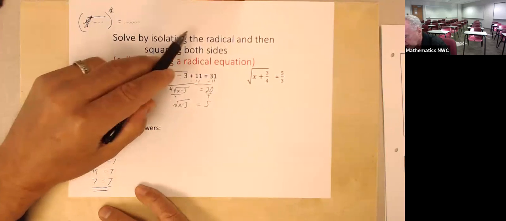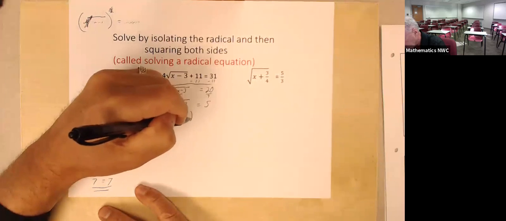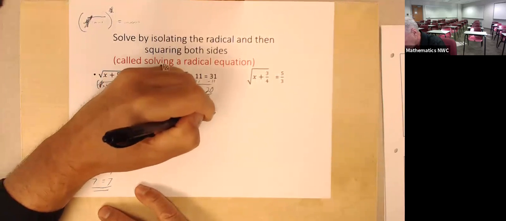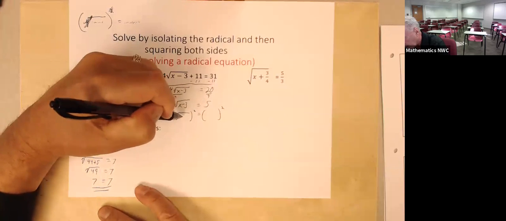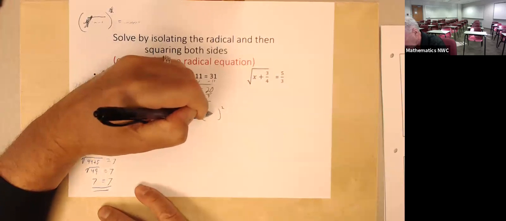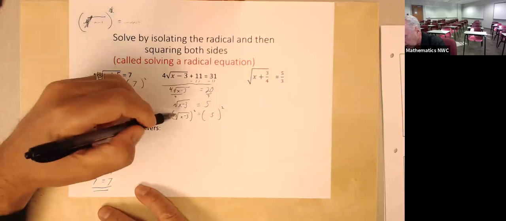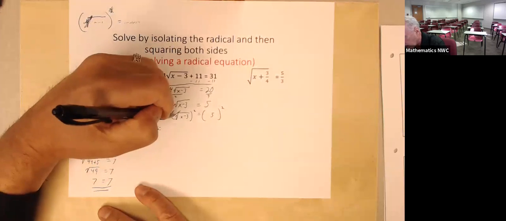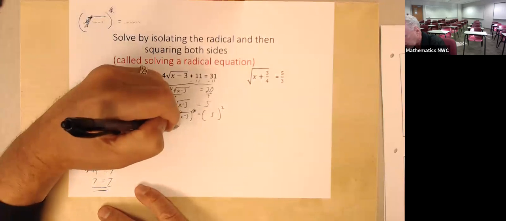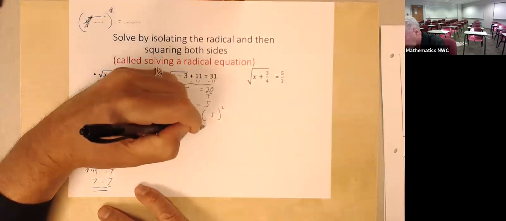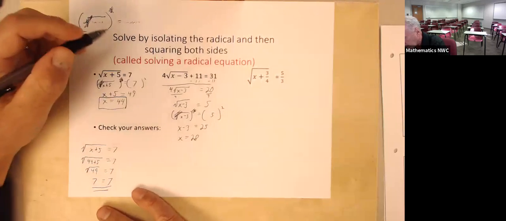Because I isolated the radical, I can now square both sides. Like that. So I have the radical x minus 3 squared and the 5 squared. As I mentioned earlier, the radical squared cancel, so this radical and the squared cancel, and I'm left with x minus 3 equal to 25. Bring the 3 across and I get 28.